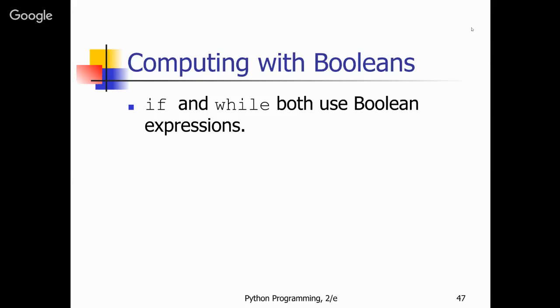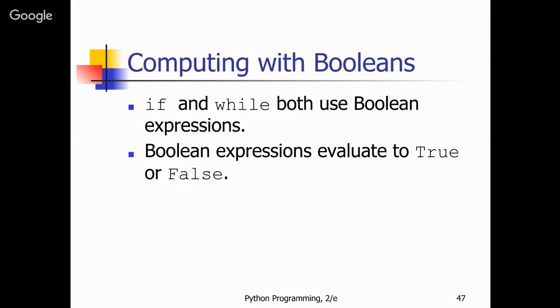We now know that both the if and the while loop use Boolean expressions. And what do we mean by that? Sean? It's either true or false. It means it's either going to be true or false. So those are Boolean expressions. Boolean expressions relate to true or false.